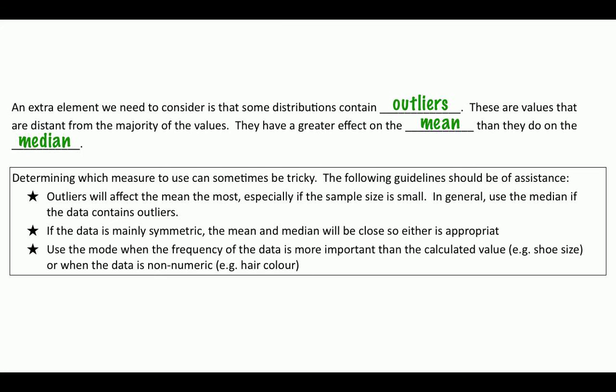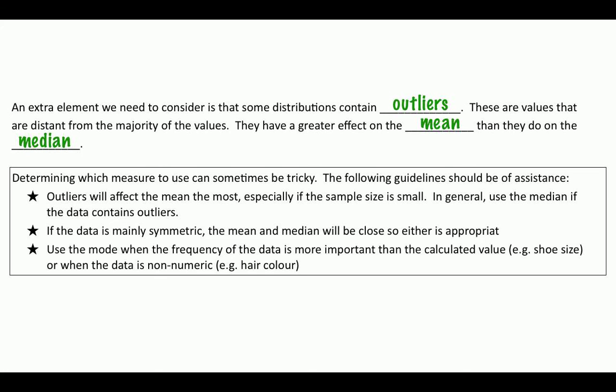Determining which measure to use is sometimes tricky. So here's a couple of guidelines. Because outliers affect the mean the most, especially if you have a small sample size, if you only have 20 or 30 data points, in general we use the median if the data contains outliers, and especially if there is a small sample. If it's mainly symmetric, so you have just about as many below and above the mean, and they're sort of matched left to right in terms of the way that they're distributed, then either one is appropriate.